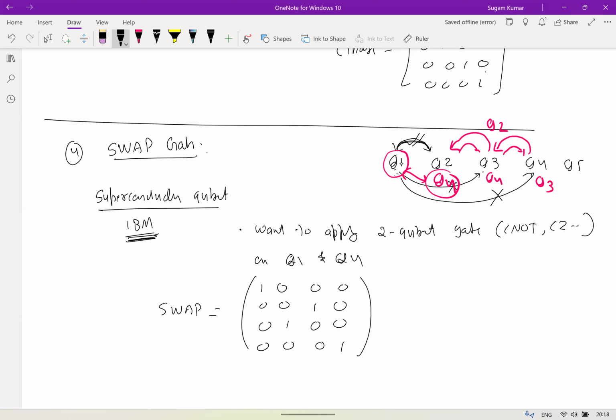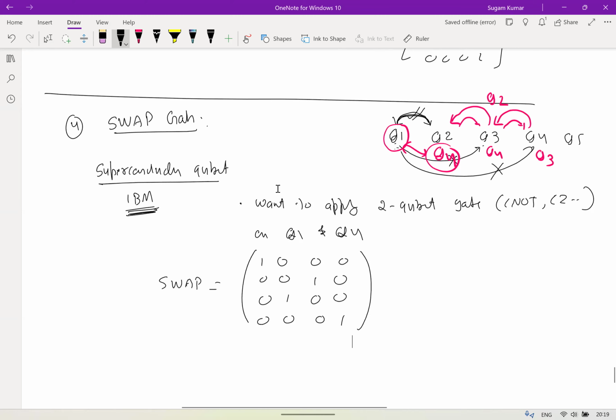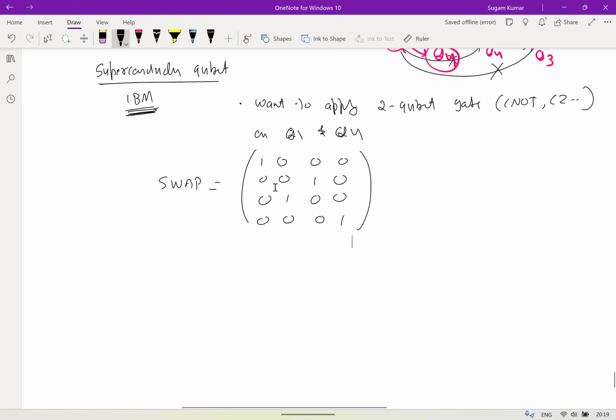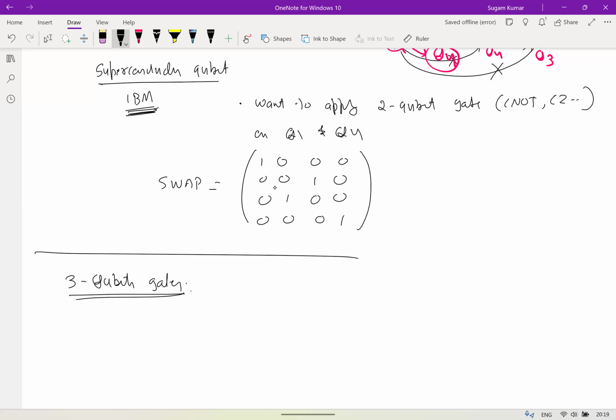Just for the moment, just write it down. Maybe we can discuss tomorrow in much more detail, but these are some important 2-qubit gates. And similarly, maybe I will share my notes today. You can also study about 3-qubit gates yourself.